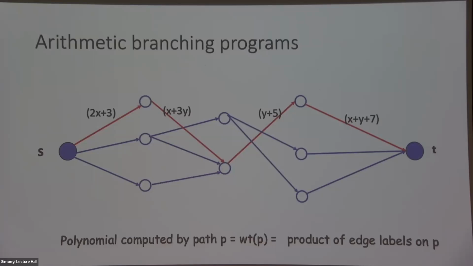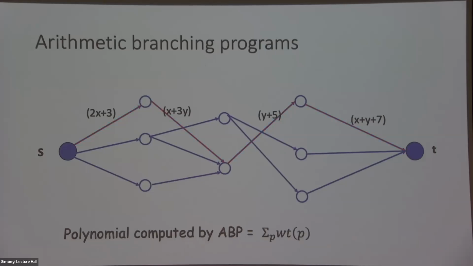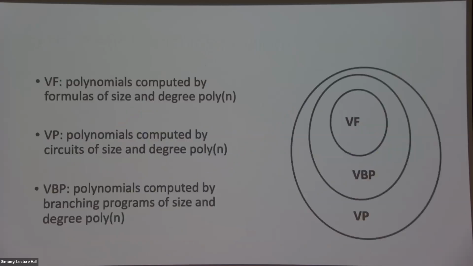Okay. Questions about the definition? Okay, so that's what a branching program looks like. So yeah, the final polynomial is the sum over all paths of the weight of the path, which is the product of polynomials along the path.